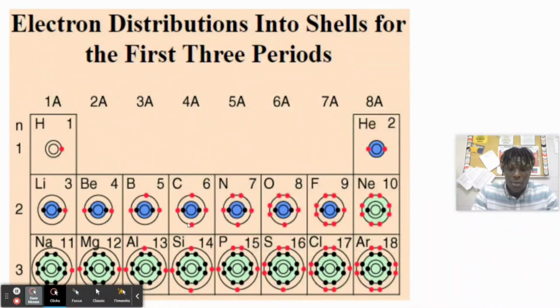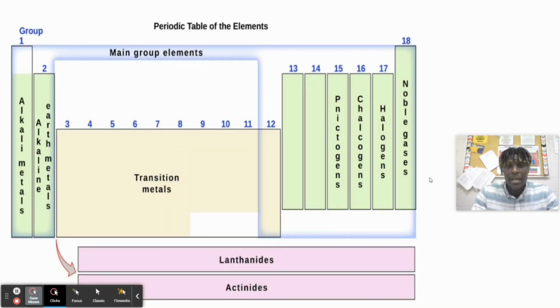The group also tells us the valence electrons. Okay, so here we go again. The group tells us the valence electrons. So what's the valency for group 1? 1. That means it has 1 electron on its outer shell. Group 2, it tells us what? The valency for group 2 is 2. It has 2 electrons on the outer shell.